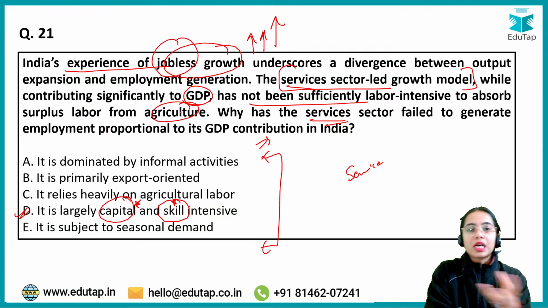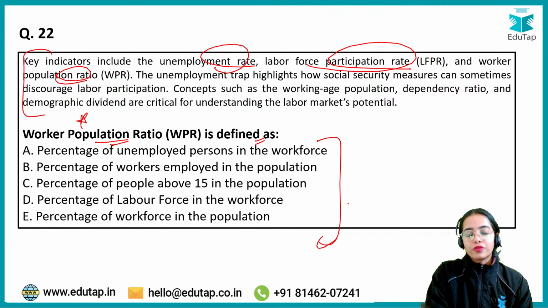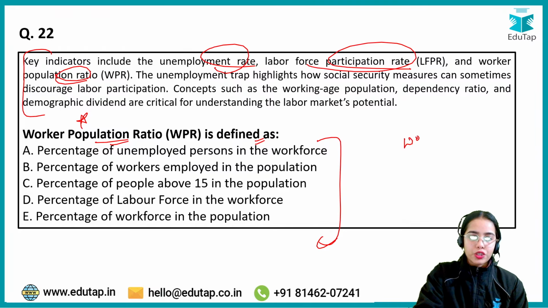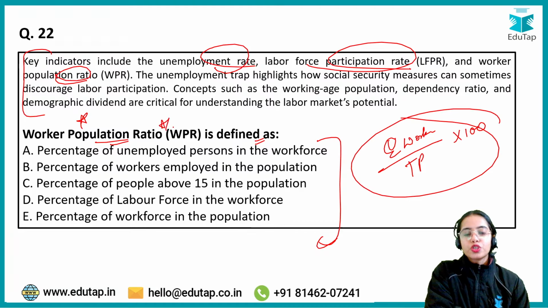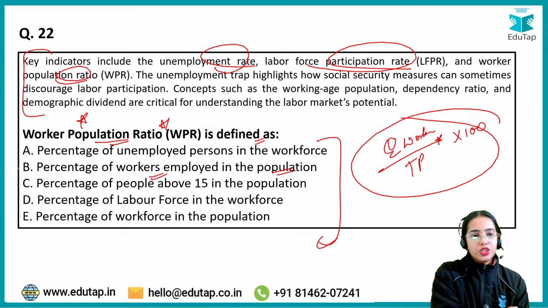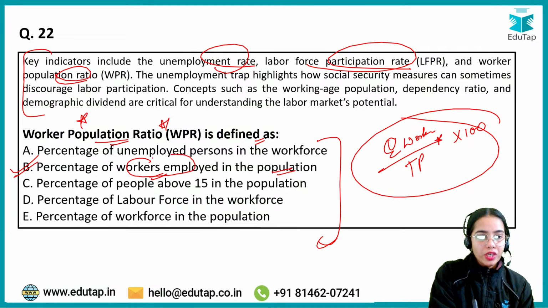Now, worker population ratio. Key indicators include unemployment rate, labor force participation rate, and worker population ratio. So now worker population ratio is defined as which of the following? We have discussed this. Worker population ratio is the employed workers divided by the total population multiplied by 100. So worker population ratio shows the percentage of employed people in the total population. So B is the answer here. It shows the employed workers in the total population.